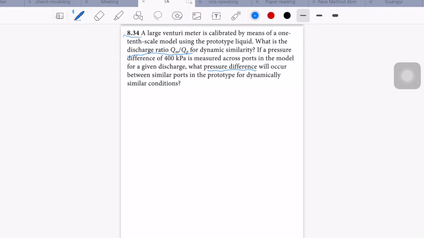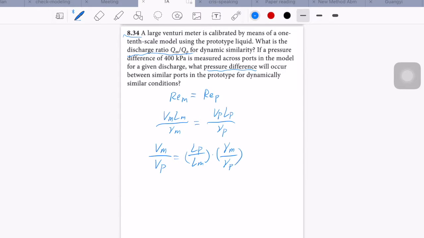First we solve the discharge ratios. We need to match the Reynolds number, so we know that Re_M should be equal to Re_P. So VM times LM over ν_M should be equal to VP times LP over ν_P, and we get that VM over VP should be equal to LP over LM times ν_M over ν_P. Since the same fluid is used, this term equals 1.